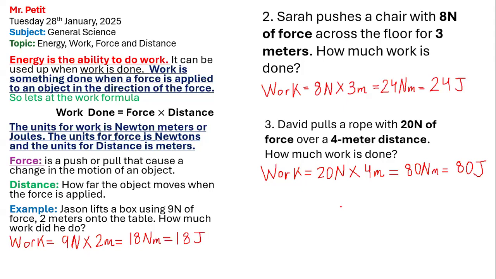Excellent. Take a picture of your work and send it to me via WhatsApp. Everyone needs to do that. Once you've already done that, then you can leave.